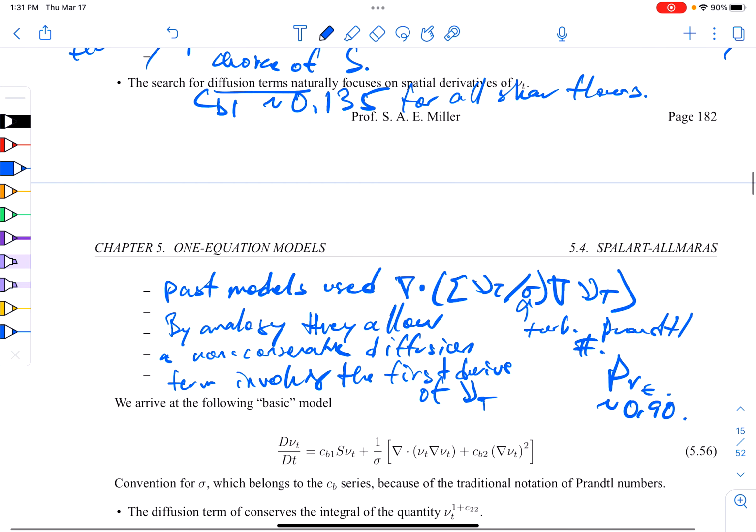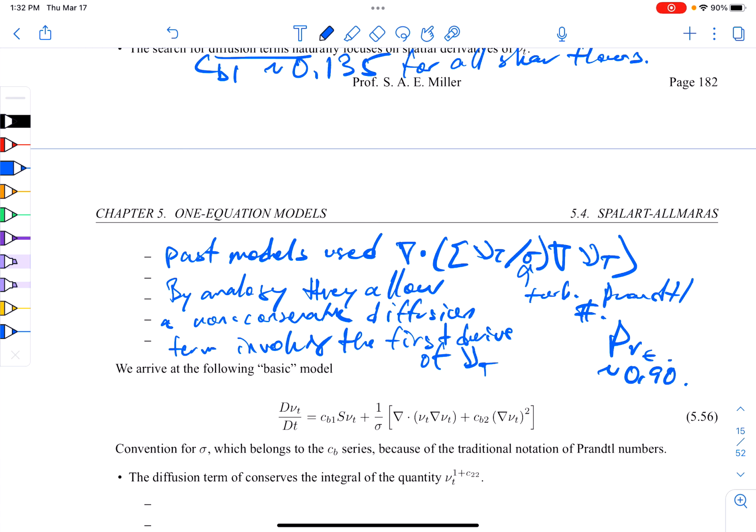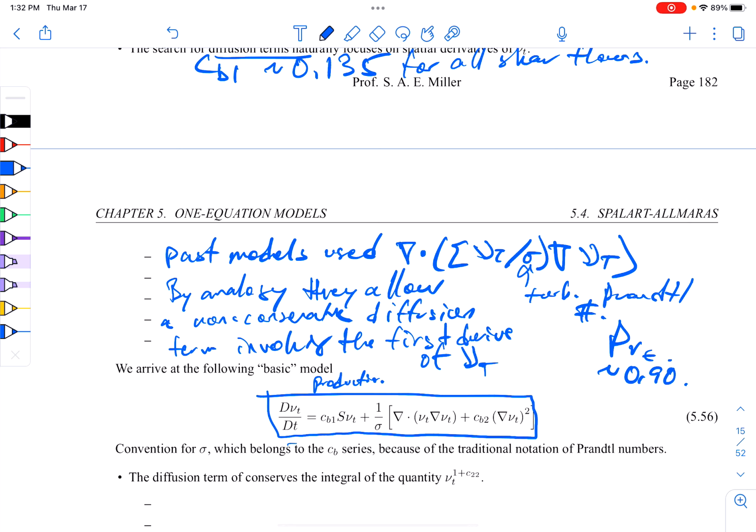So this is their next step after making these arguments. There's no rigorous mathematical definition. These are the prime arguments they made in their core paper. And this is what they call their basic model, where all the other Spalart-Allmaras eddy viscosity type models come from. So we already talked about the left-hand side, right? That's just partial nu t plus u partial nu t partial xj, the material derivative. This is your production term again. And then this, of course, is your diffusion term.